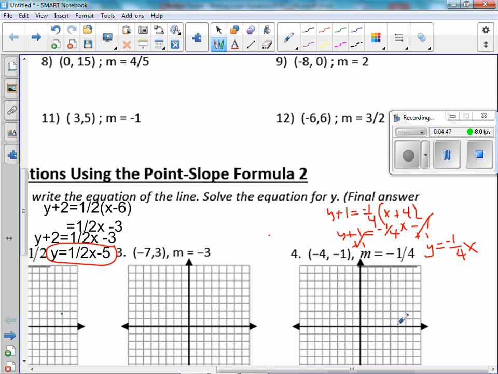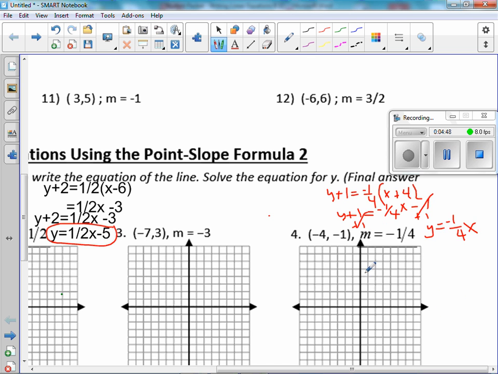So what does that tell us? That tells us there's no y-intercept. So how are we going to graph it? Yes, you got it right. We're going to start at 0, at the origin. So now we're at the origin. We can graph rise over run.